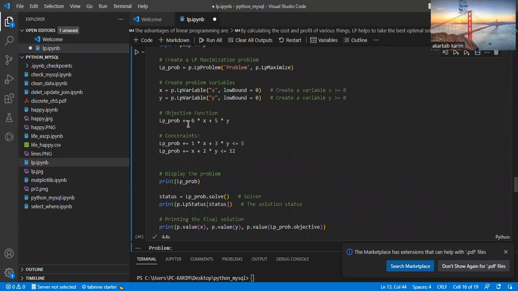So here, this is the objective function, 6x plus 5y, and we have the first constraint. We need 1 unit of milk and 2 units of chocolate, and we have the limit. Okay, the limit here is 5. And here we need one unit of milk and 2 units of chocolate. Okay, if I run it again.